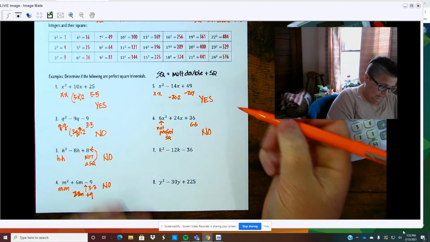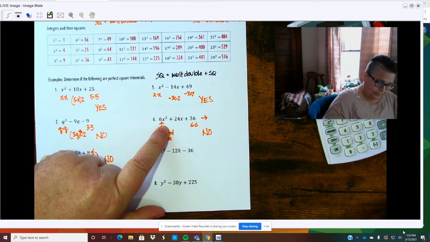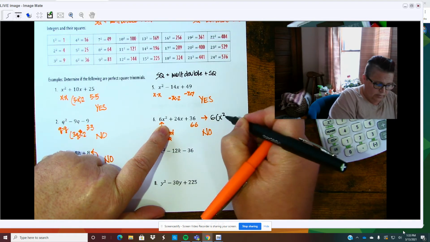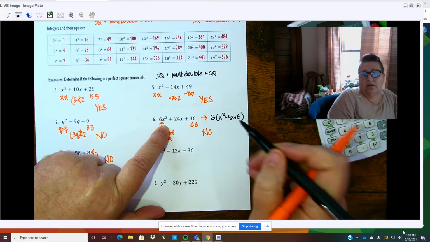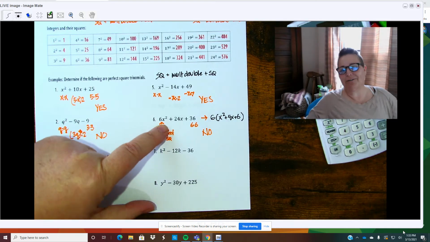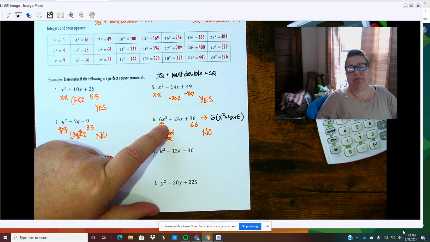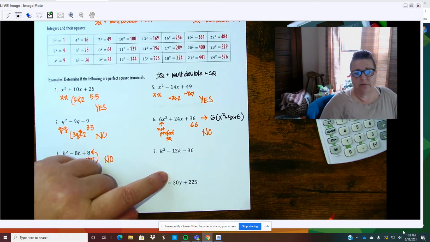Oh, but do you see what I see? Like I could factor a 6 out of this. If I factor a 6 out of this, then I have x squared plus 4x plus 6. Now the x squared is perfect, but the 6 is not. So again, we're running into that problem where the beginning and the end need to be perfect squares, and they're not here. So this is not going to be a perfect square trinomial.